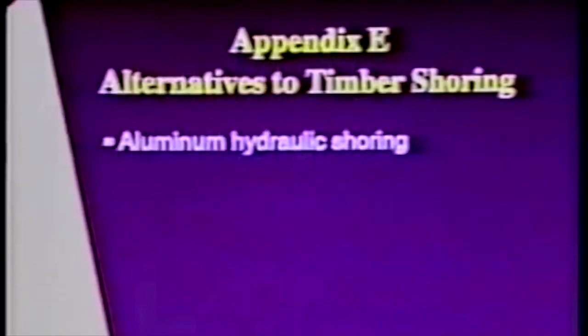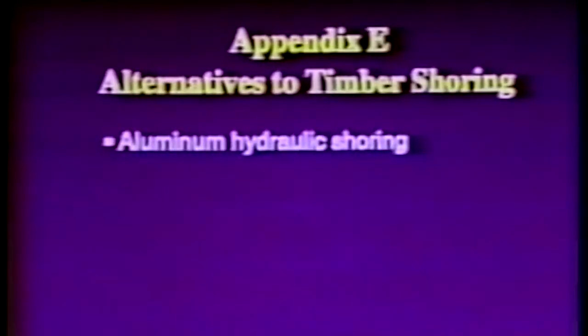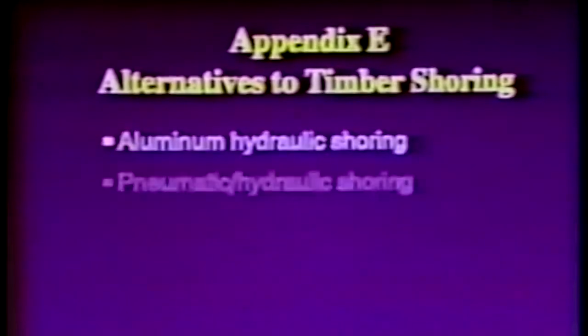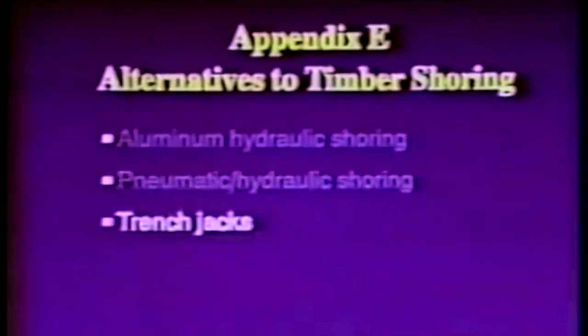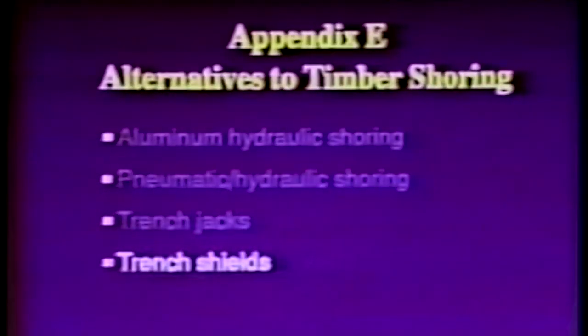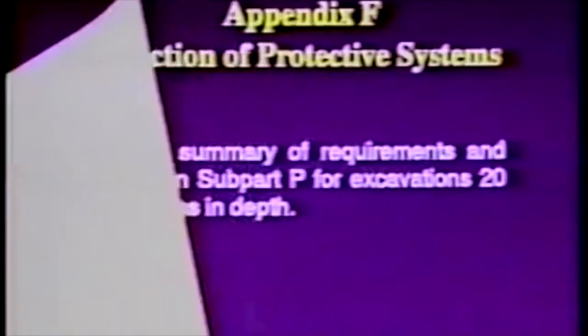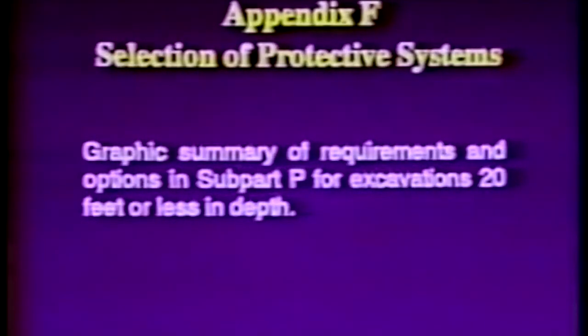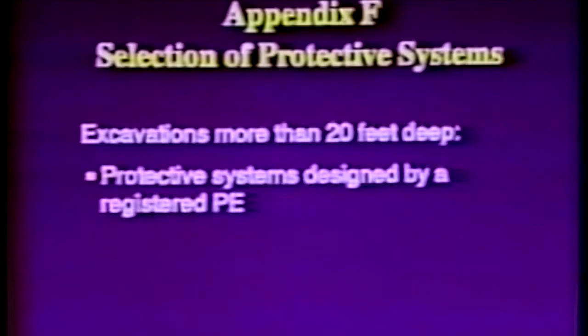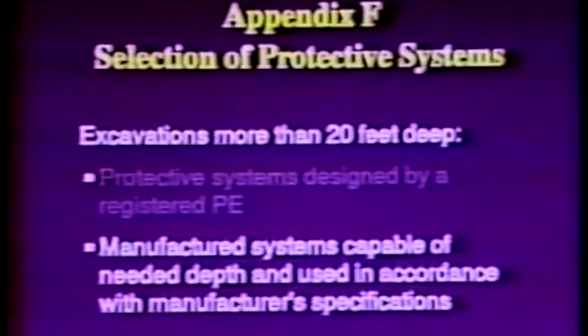Appendix E illustrates alternatives to timber shoring such as aluminum hydraulic shoring, pneumatic hydraulic shoring, trench jacks, and trench shields. Appendix F presents a graphic summary of the requirements and options in Subpart P for excavations 20 feet or less in depth. Deeper excavations require protective systems designed by a registered professional engineer or manufactured systems capable of the needed depth and used in accordance with manufacturer specifications.